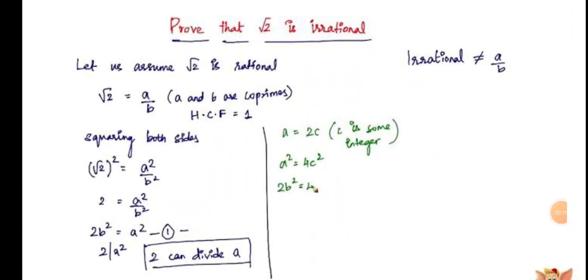Now prove that under root 2 is an irrational number. Let us assume that under root 2 is a rational number. हम इसको irrational number प्रूव करना है तो हम इसको under root 2 को rational मान के चलेंगे. Under root 2 equal to a by b, a and b are co-prime. Co-prime means what? The numbers whose highest common factor is 1. That is called co-prime. An irrational number is not equal to a by b.